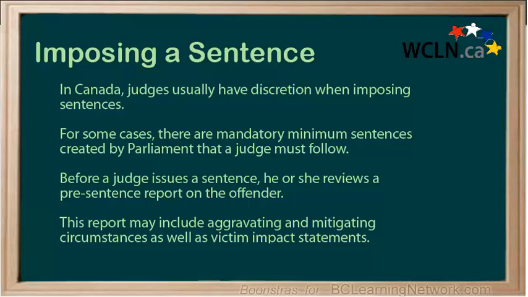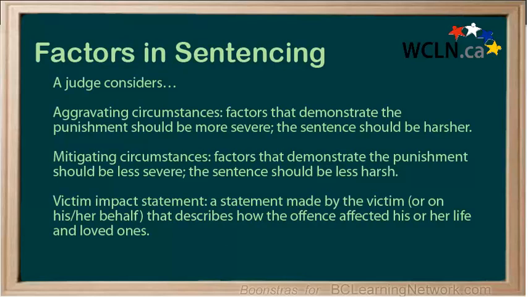Before a judge issues a sentence, he or she reviews a pre-sentence report on the offender. This report may include aggravating and mitigating circumstances as well as victim impact statements. A judge considers aggravating circumstances: factors that demonstrate the punishment should be more severe, the sentence should be harsher. Mitigating circumstances: factors that demonstrate the punishment should be less severe, the sentence should be less harsh. The victim impact statement: a statement made by the victim or on their behalf that describes how the offense affected his or her life and loved ones.